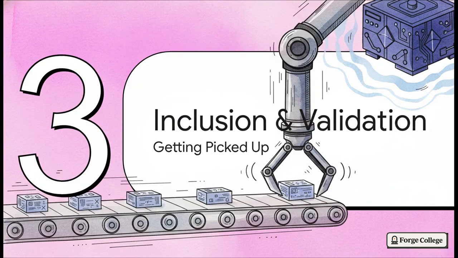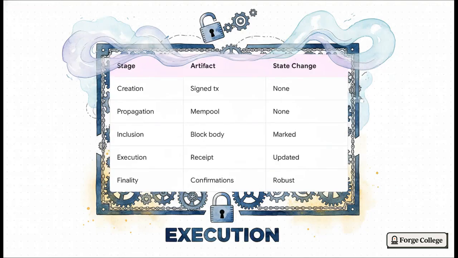That brings us to getting picked up. Finally, a block producer comes along and plucks your transaction right off the conveyor belt. And this table brilliantly illustrates exactly when the abstract magic of a transaction becomes a concrete, irreversible reality. Notice how the creation and propagation stages involve zero persistent change. It isn't until inclusion, when the transaction is officially recorded in a block body, that the gears actually lock into place, marking the exact point for execution.